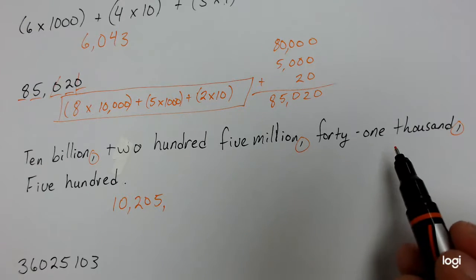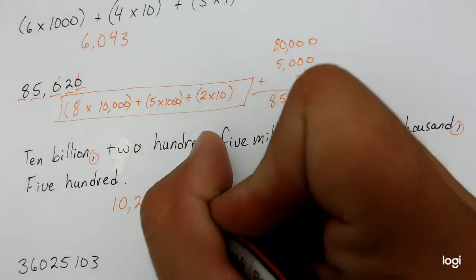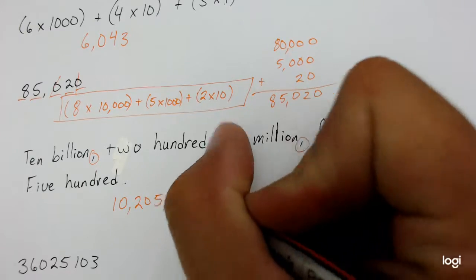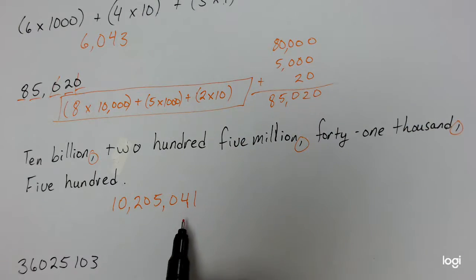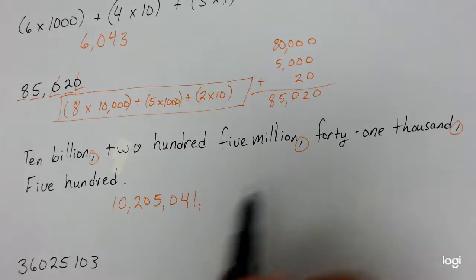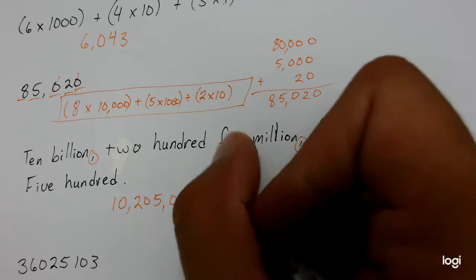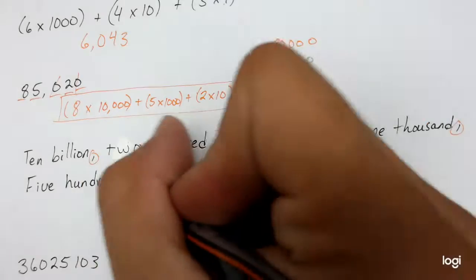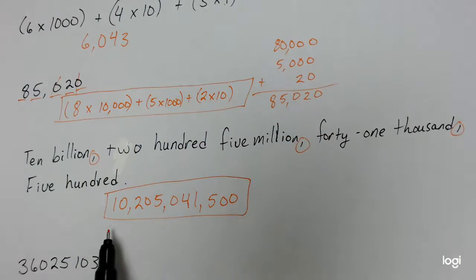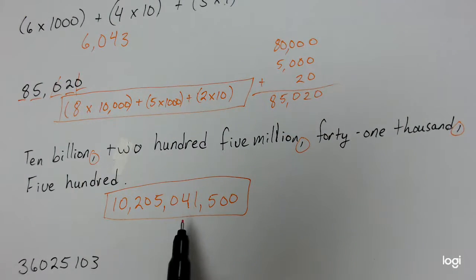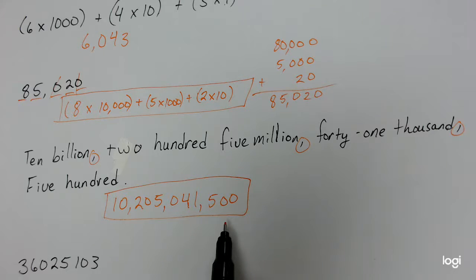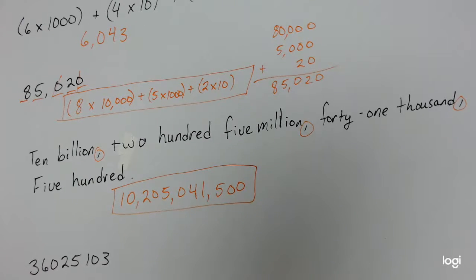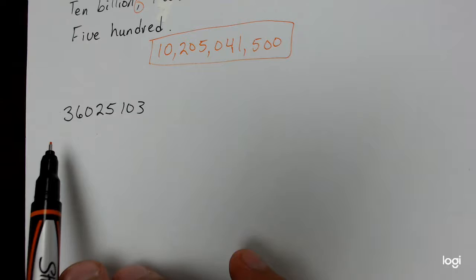Now forty-one thousand means I'm going to put 041 for the number 41 in that next 3 number group, and then I put the comma. And then the last one is 500, so the last 3 number group is going to be the number 500. And that is my answer. That's how I write 10,205,041,500.